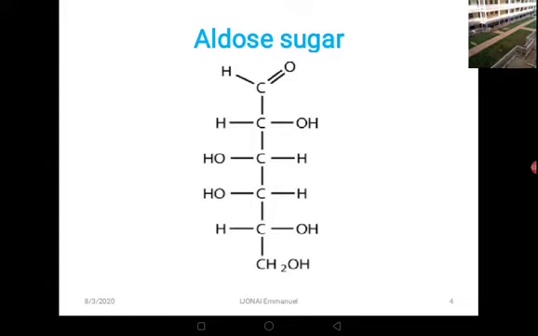How many carbon atoms are those? 6. And how many hydrogen atoms? 12. And how many oxygen atoms? 6. So it is a hexose sugar, but because of the functional group located at the end, it becomes an aldose sugar, or aldose hexose sugar.